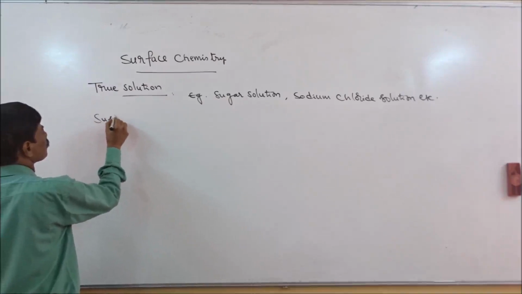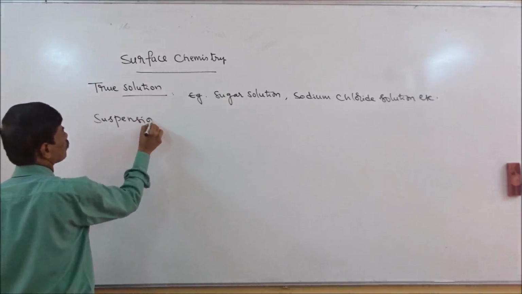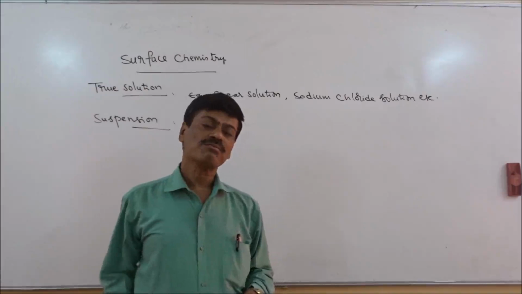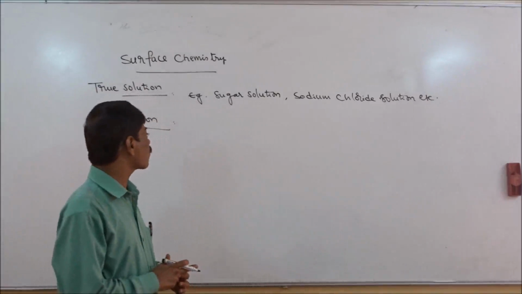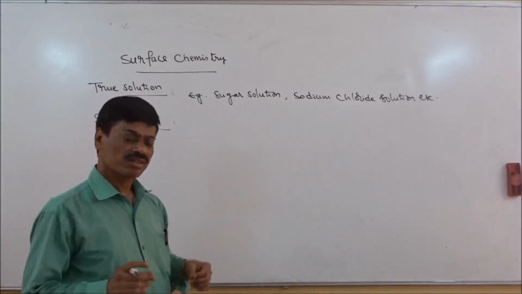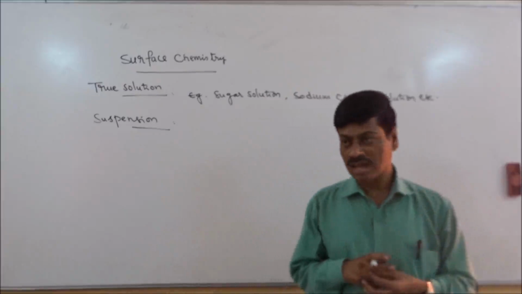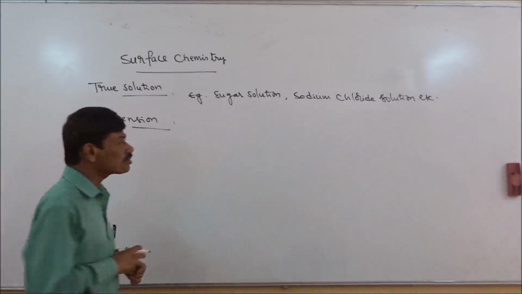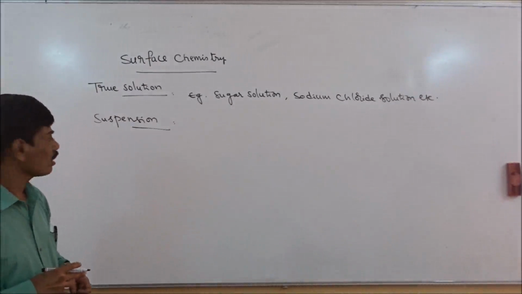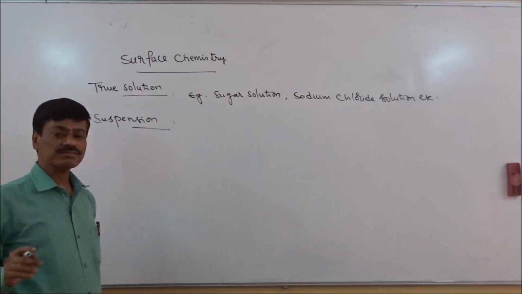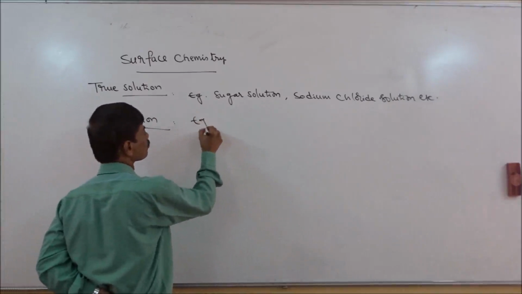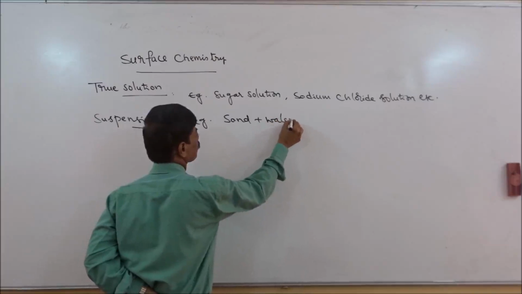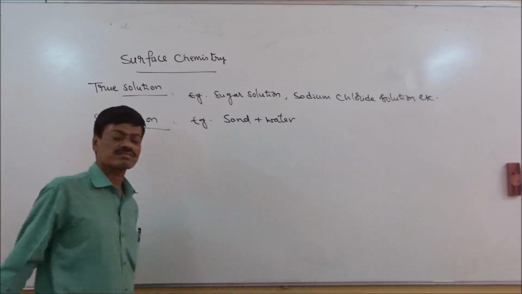Okay. Now we will move to suspension. In the case of suspension, particles size when compared to the particles of true solution, the particle size of suspension are very, very big, that is greater than 1000 nanometers. Right. In the case of suspension, best example for this is sand plus water. This is best example for suspension.